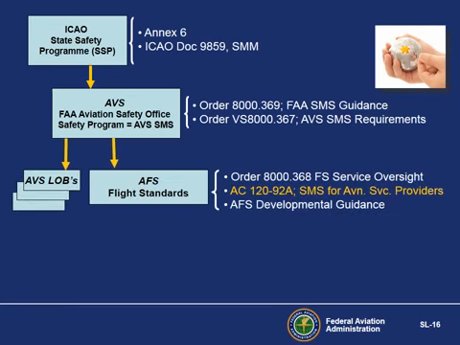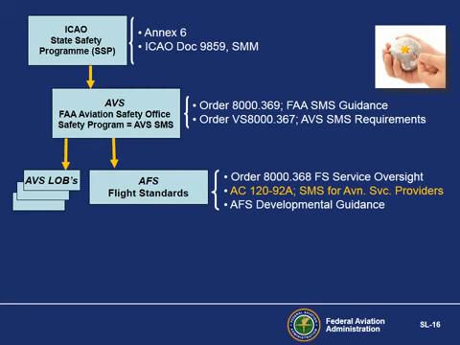There are several lines of business, for example, flight standards, AIR, aeromedical, ATO, etc. And each line of business will be implementing the AVS SMS in their own area of responsibility. Two orders provide the policies and procedures for the AVS SMS.